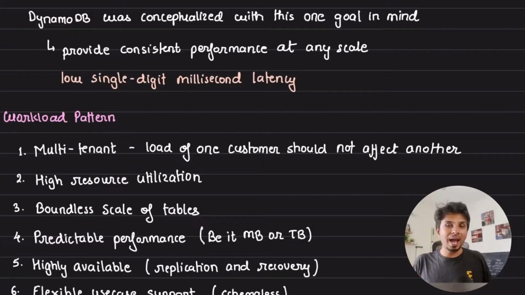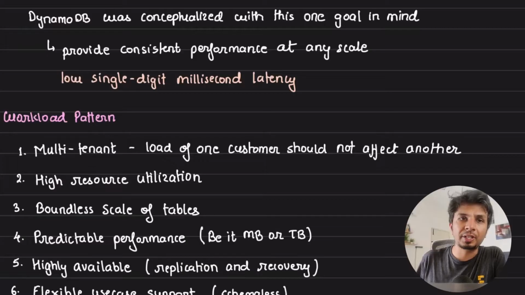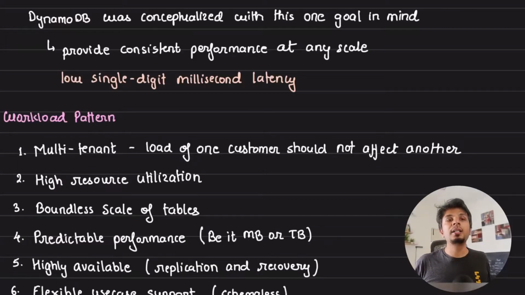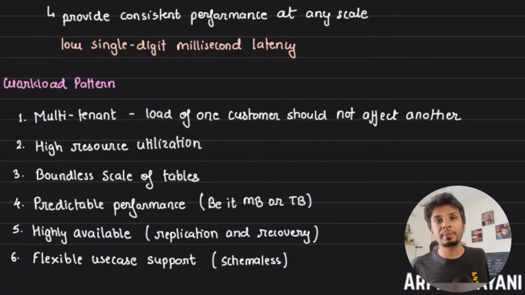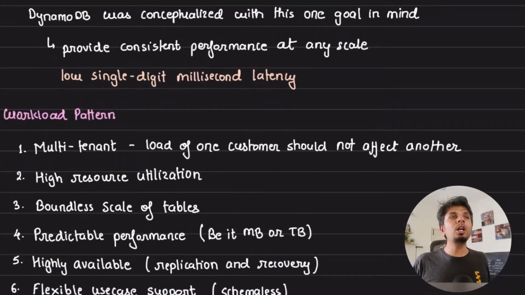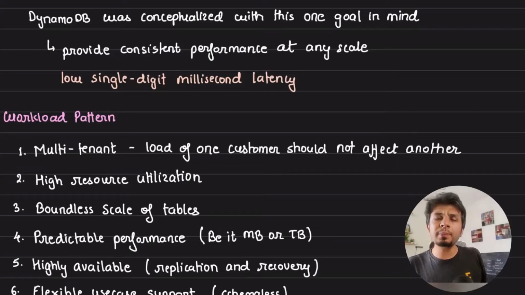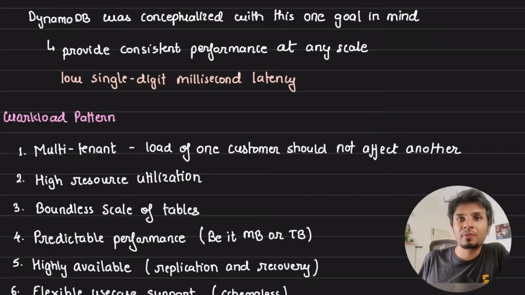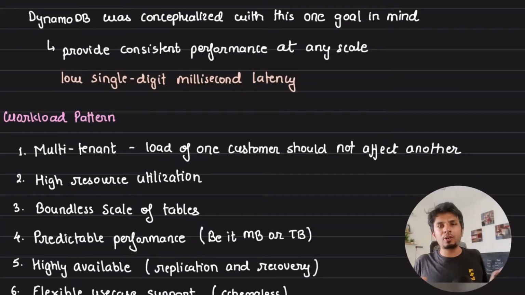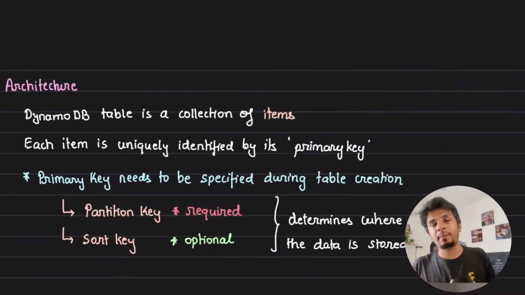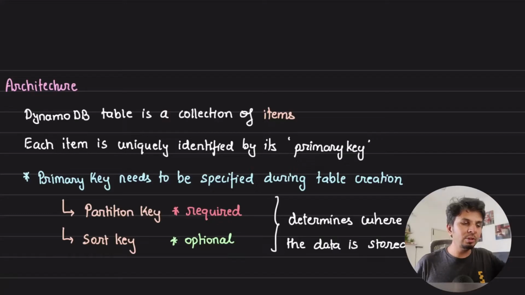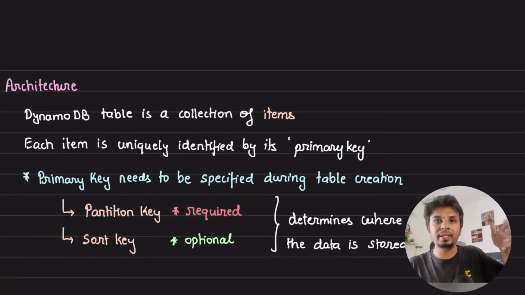Fifth, the system had to be highly available, which definitely leads to fast recovery and replication. Sixth is that they wanted flexible use case support, which means that you should not be restricted to a particular schema. If I support schemaless with basic enforcement, I would be able to support a large number of use cases. So this is the kind of workload pattern that suited AWS or Amazon the most, which is how DynamoDB was started to be architected with these key goals in mind.